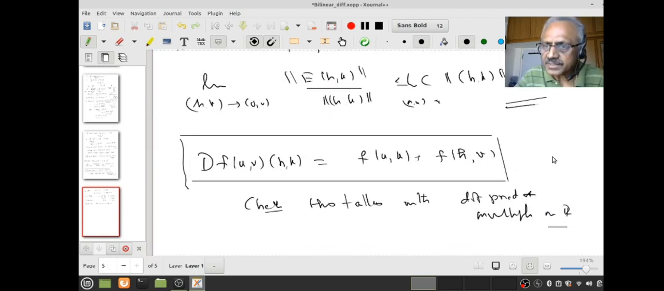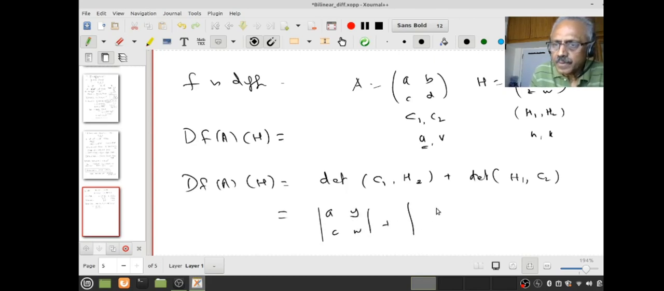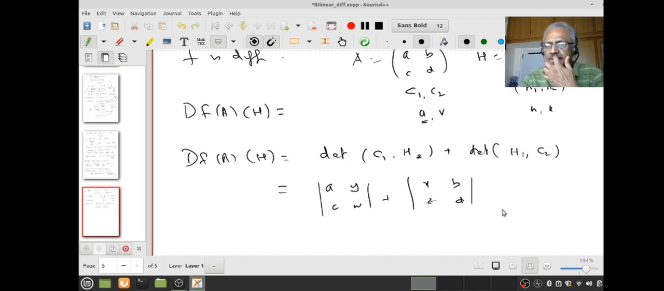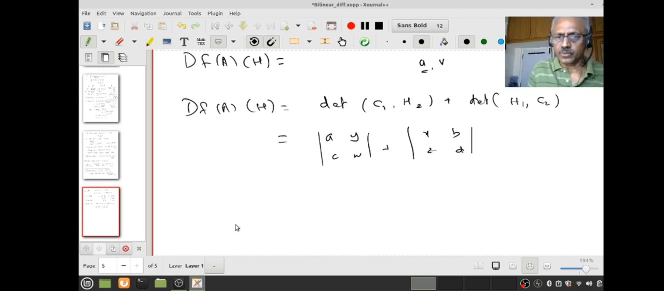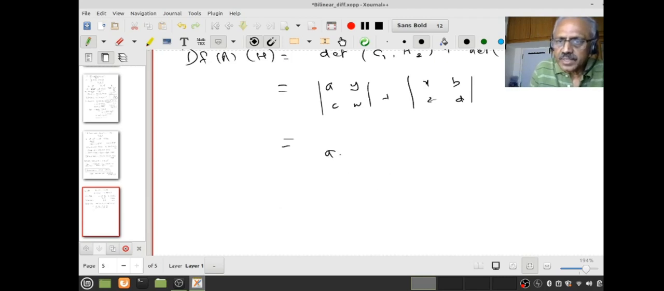Yeah, right, HKV, right. You follow that? But that's very easy to compute. What is this? This is determinant of A, C, Y, W plus determinant of H1, that is X, Z and B, D. Just make sure I'm writing it correctly, because I'm more worried about explaining. Sometimes I make mistakes in computations. So what is this? This is AW minus CY plus DX minus BZ.